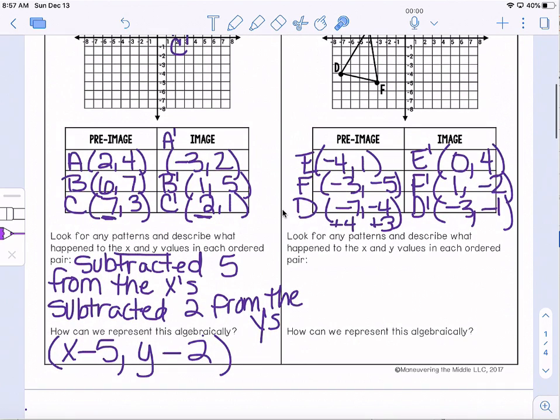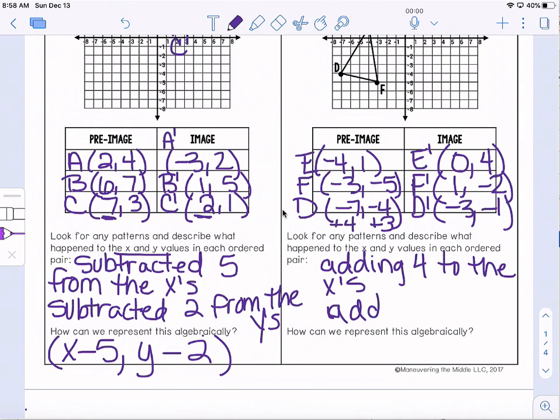So looking for any patterns, if we move right, we're adding 4 to the x's, and then going up, we went up 3, so we added 3 to the y's. How can we represent this algebraically? Well, if you move to the right, that's x plus 4, and adding 3 to the y's is y plus 3.